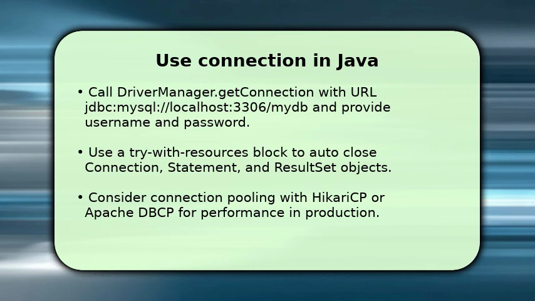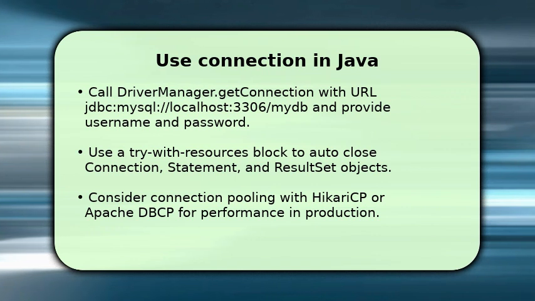Use a try-with-resources block to auto-close connection, statement, and result set objects. Consider connection pooling with HikariCP or Apache DBCP for performance in production. Handle SQL exceptions, log messages, and avoid printing sensitive credentials to logs.